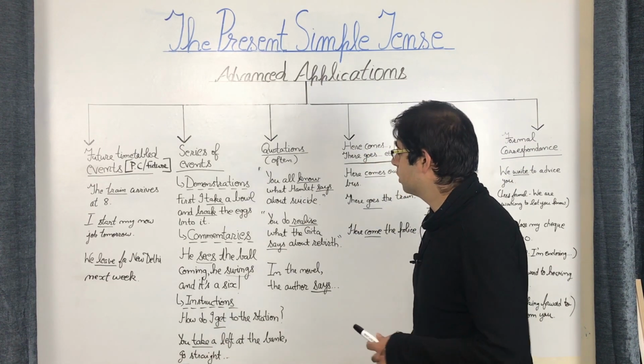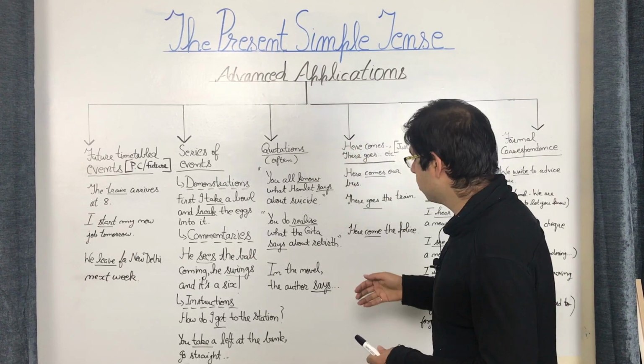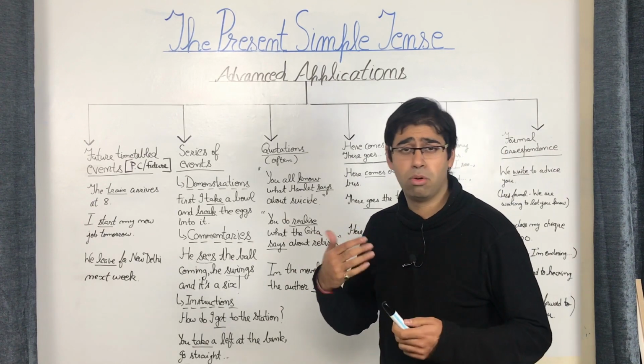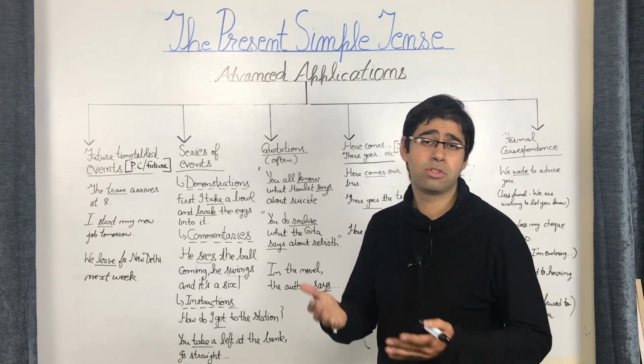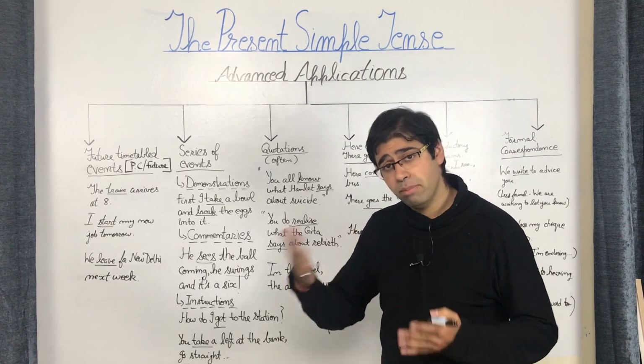Coming to the next usage, which is quotations, often used, if not always. Whenever you're talking about literature, you tend to use the present simple more often. The reason for that being that literature, once written, becomes an archive, becomes more permanent in nature.